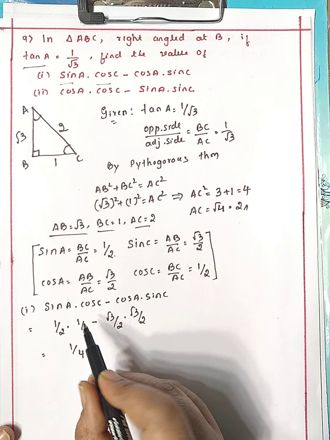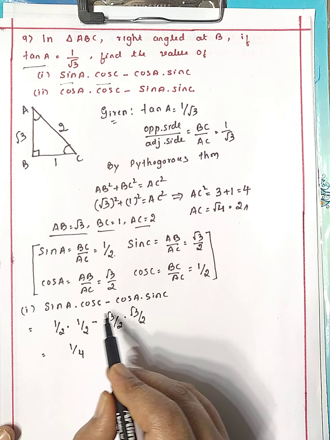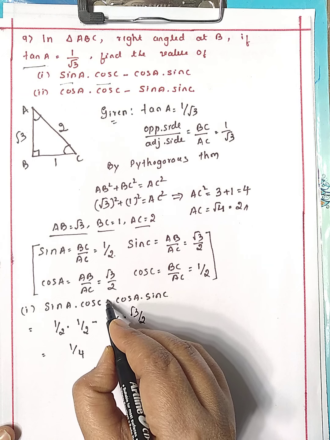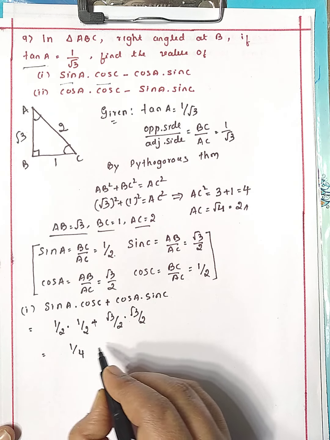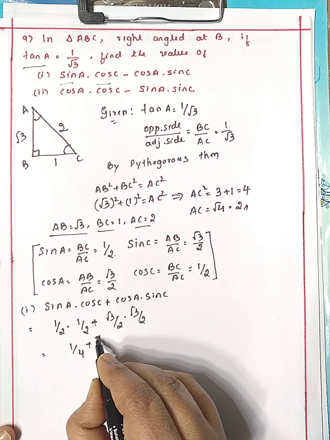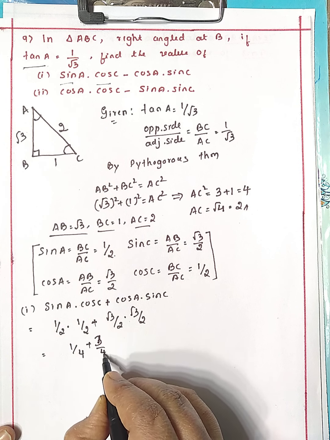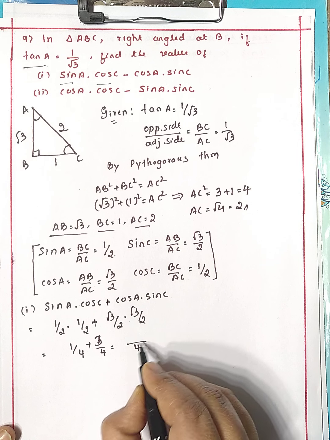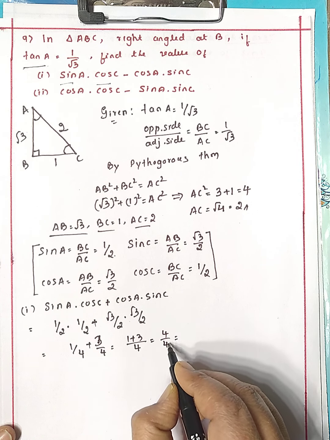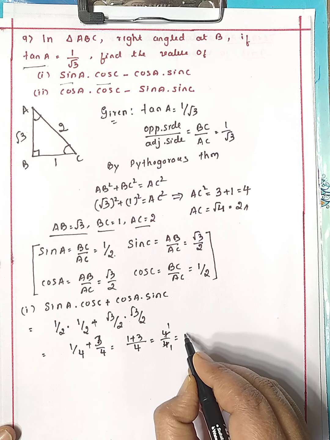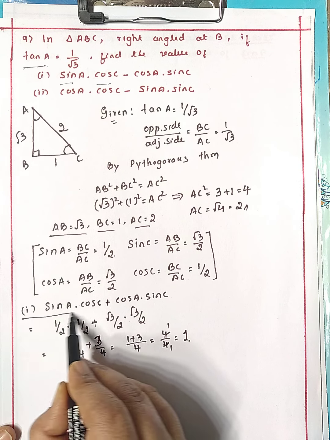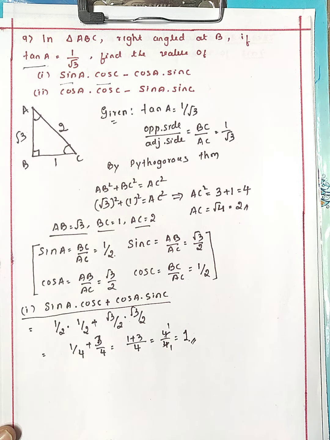So what is the equation here? Sine A cos C plus cos A sine C. This is plus. Root 3 into root 3 is 3 and 4. Take LCM. 1 plus 3 equal to 4 by 4. The 4 and 4 get cancelled here. The answer is 1. So the value of the first question is 1.